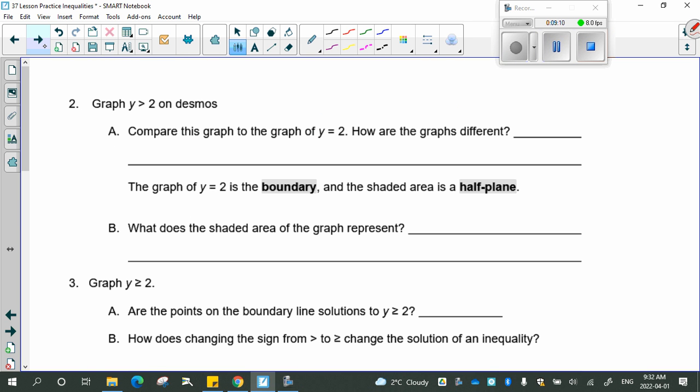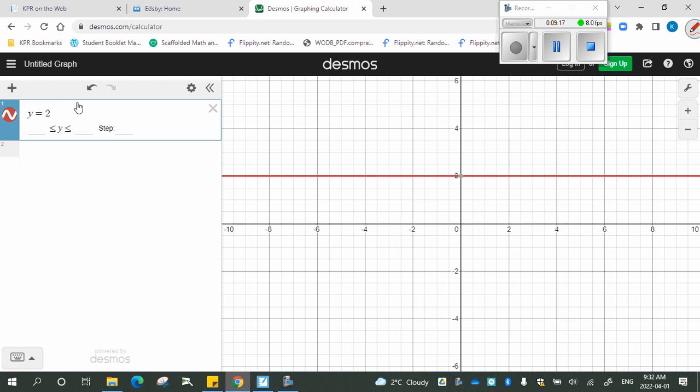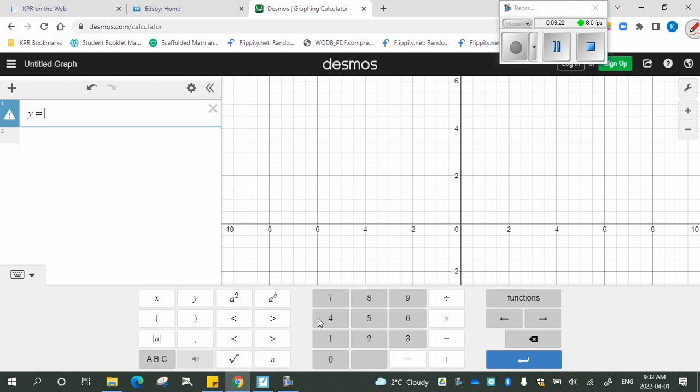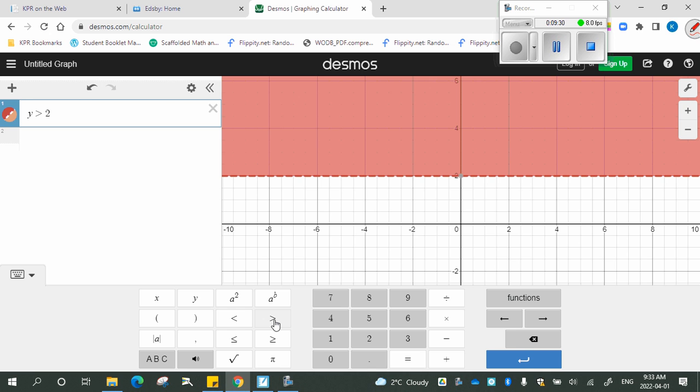All right, so then if we go to the next board here, we're going to graph y is greater than 2 on Desmos. So I'm just going to go back to my phone, and I'm going to change the equals to a greater than. Oh, sorry, got to get rid of the equals. Y is greater than 2, and look what it shows us. Y is greater than 2. Why is the line dashed? Why is the boundary line dashed instead of solid?